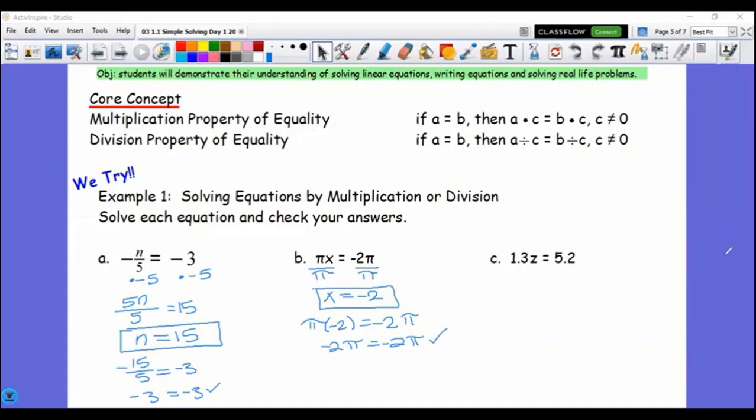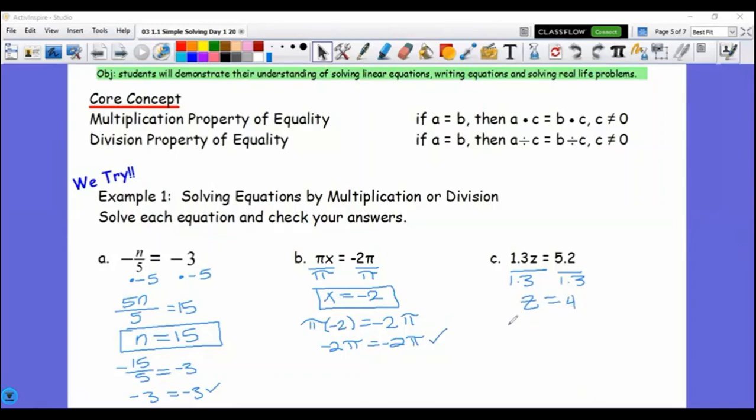One last one before I have you pause the video and do some on your own. I have 1.3 times z equals 5.2. So opposite of multiplication is to divide. So I'm dividing both sides of my equation by 1.3. So on the left-hand side of my equation, it's going to simplify to just z. And 5.2 divided by 1.3 is 4. I quickly used a calculator.